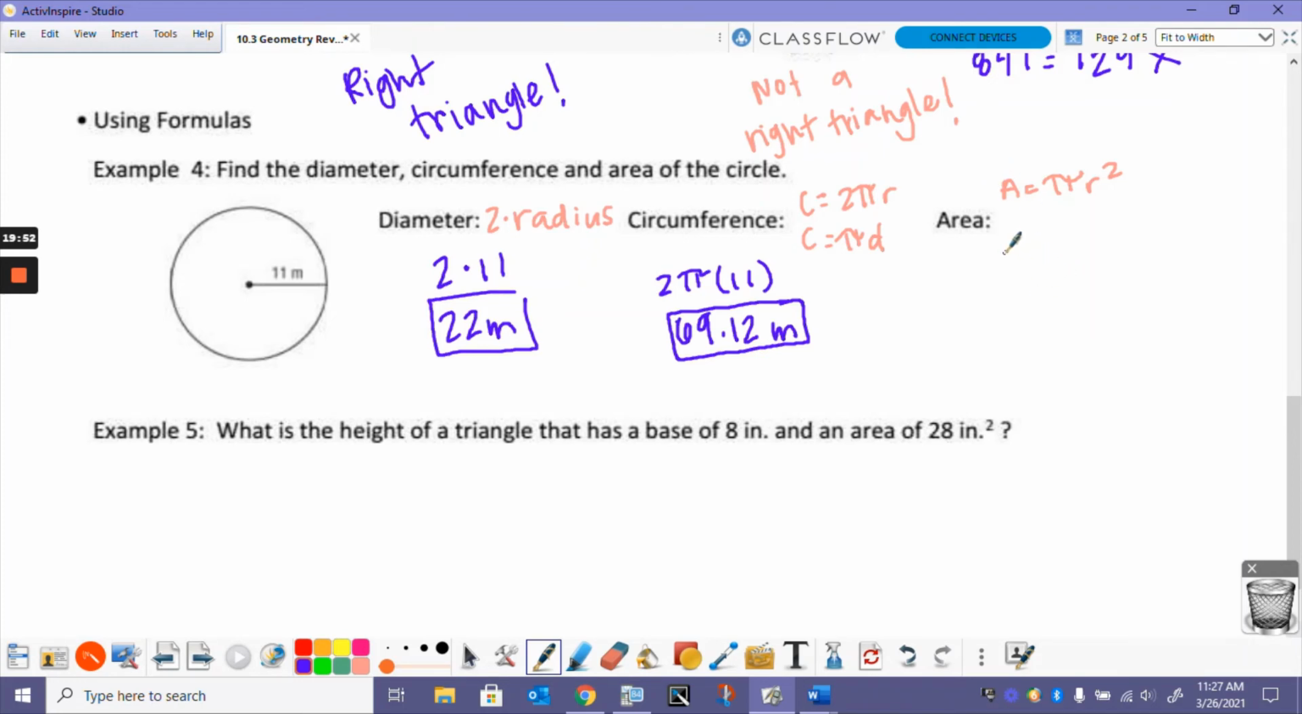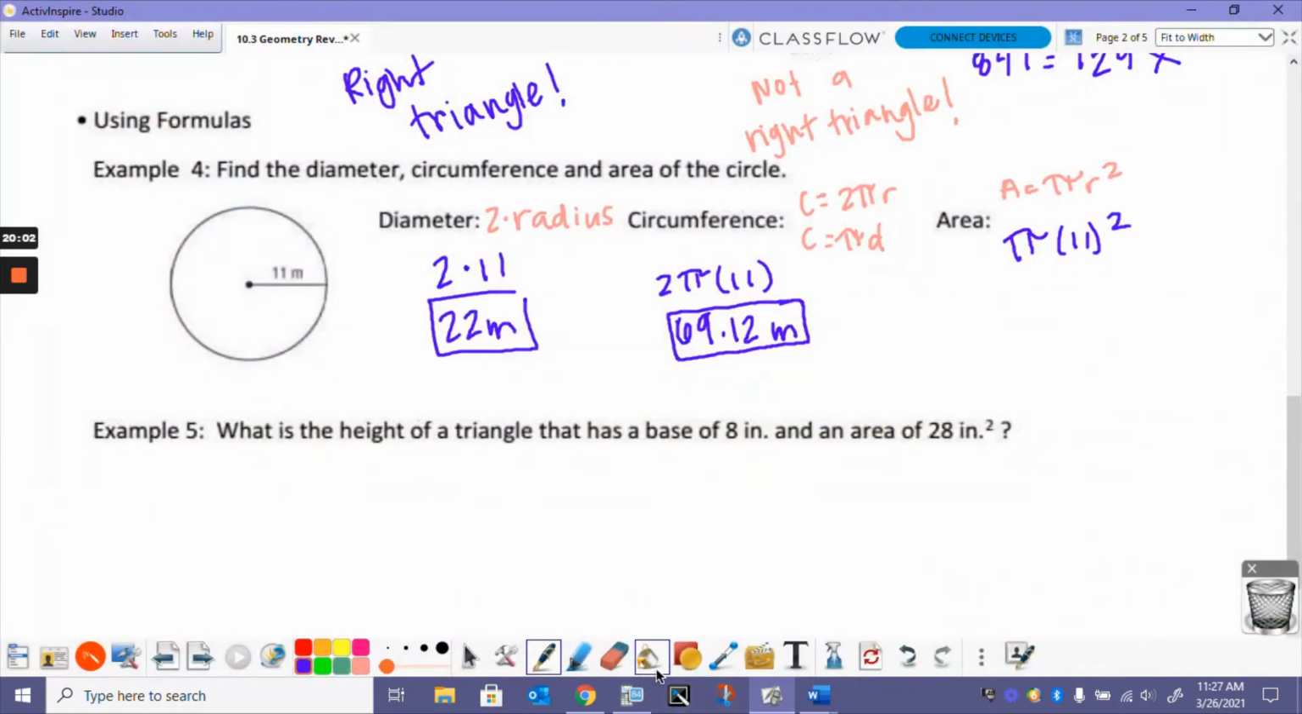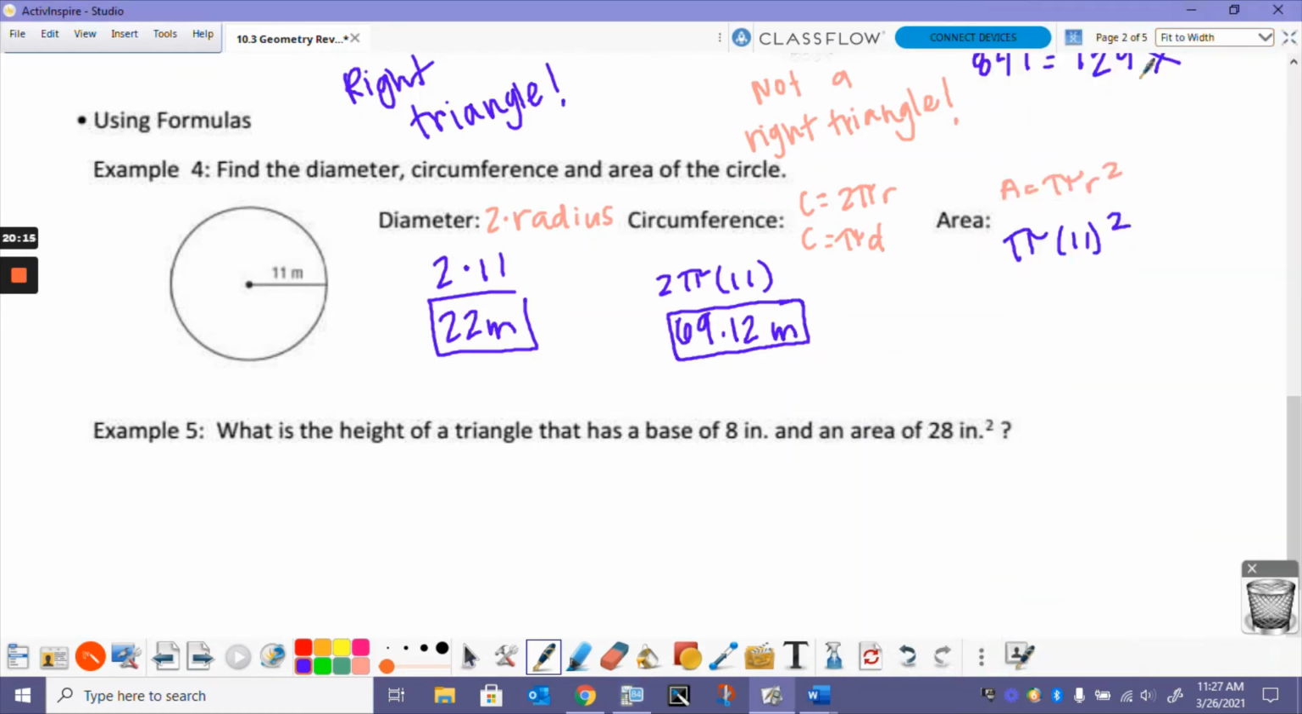So we have pi r squared. So pi times our radius, which was 11, squared. So pi times 11 squared, 380.13. Now this is the one where it's important to understand area is going to be squared, right?